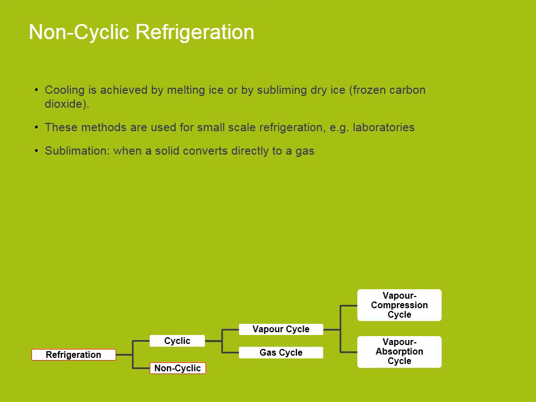The non-cyclic refrigeration cycle achieves cooling by melting ice or subliming dry ice. These methods are usually used in small-scale refrigeration, such as in laboratories. Sublimation is when a solid converts directly to a gas, skipping the liquid phase. Frozen carbon dioxide is an example of a substance that can do this.